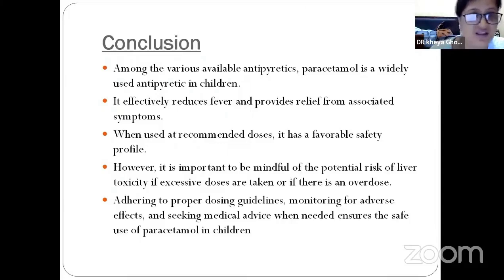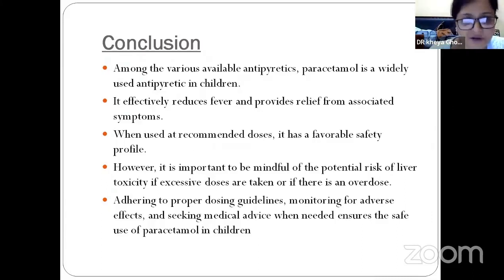As I mentioned, we recently had a child who got admitted. The child was getting around 100 mg per kg per day of paracetamol every day for a prolonged fever of more than 8 days. The child came with liver toxicity. So the potential risk of liver toxicity arises only if excessive doses are taken. It is a very, very safe drug when given in the correct dose.